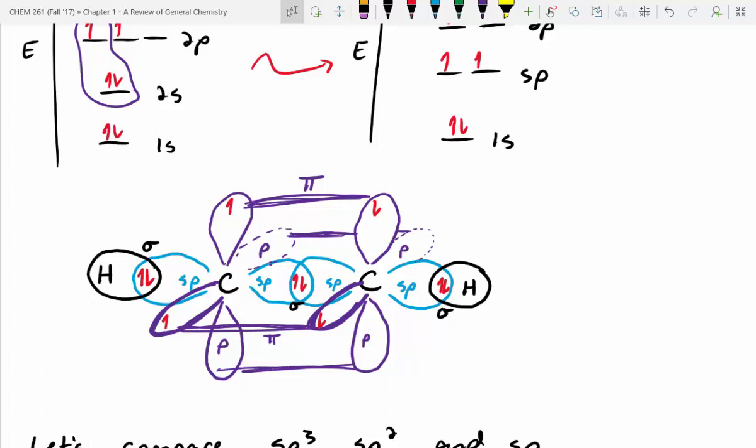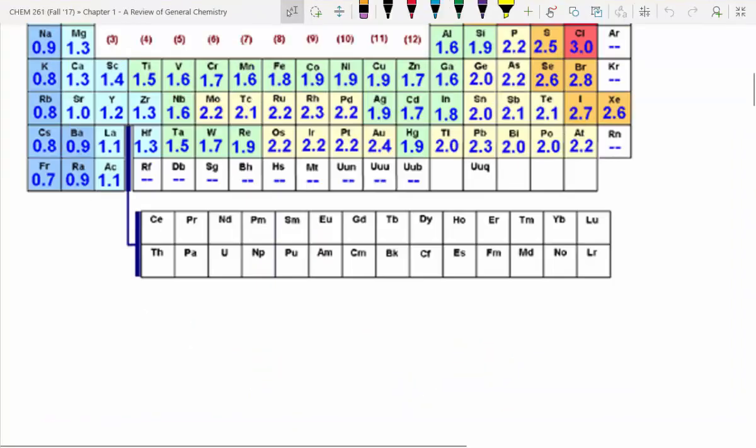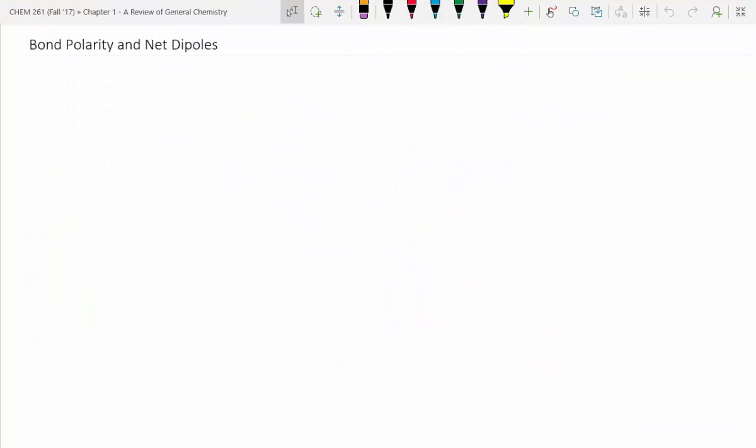All right. Now we get to get into a little bit more Gen Chem review. This one's not as intense, I promise. How many of you guys remember the idea of polarity? Polarity is brought up again and again and again in chemistry because it's super duper important. So let's talk about the different types of polarity in molecules.